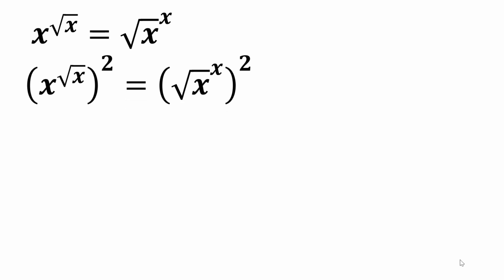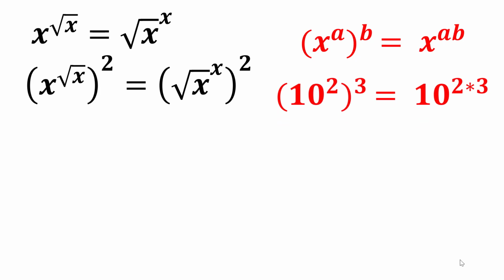(x to the power root x) whole square equals (root x to the power x) whole square. So we can solve this problem only if we know the basic exponential identities. To solve this, we must know one basic exponential identity, that is, (x to the power of a) whole to the power of b can be written as x to the power of ab.